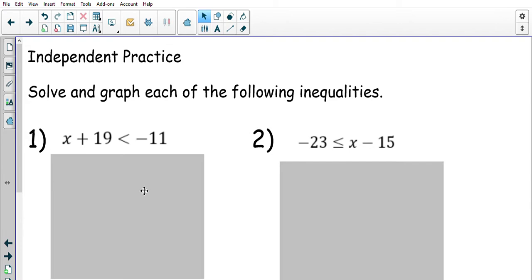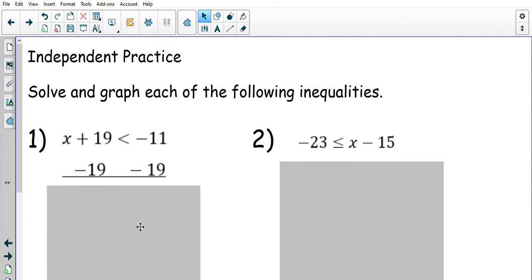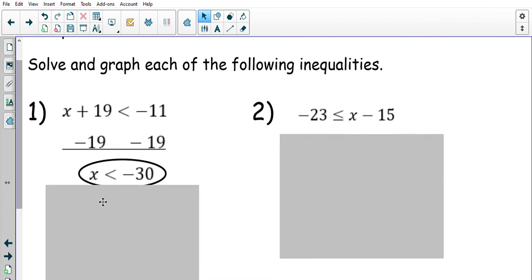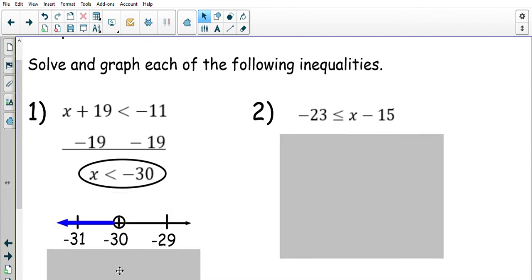So in number 1, the inverse of adding by 19 is to subtract 19. That's going to get us x is less than negative 30. So what our graph is going to look like is open circle at negative 30. Because it's x is less than negative 30, we're going to shade to the left. So open circle, shaded to the left.